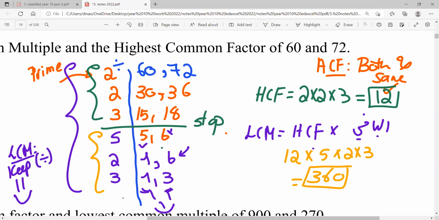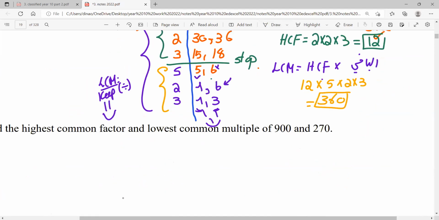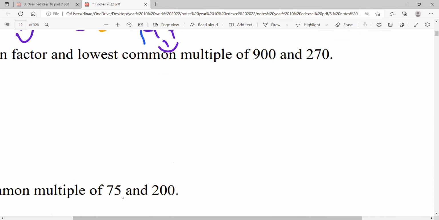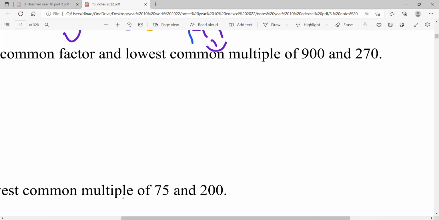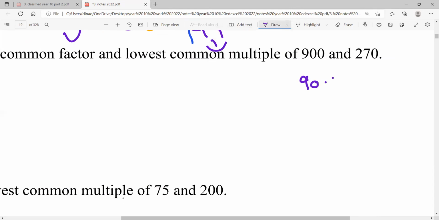It's not that bad, right? Yeah. One more and then I'll move on to prime factoring. One more here. Okay, same thing, I'll do it a bit quickly. You put your numbers, the 900 and the 270. If you write 270 first before the 900, it doesn't matter.